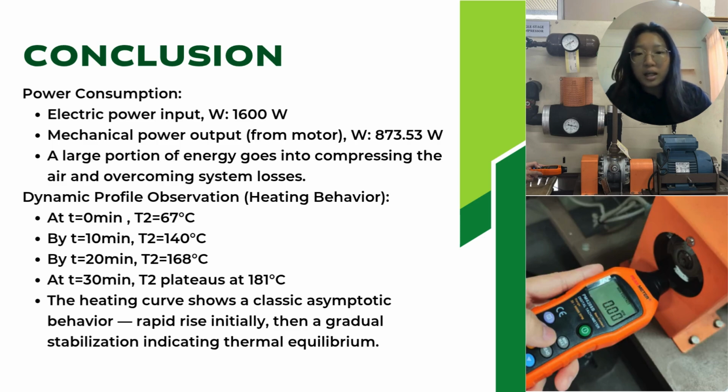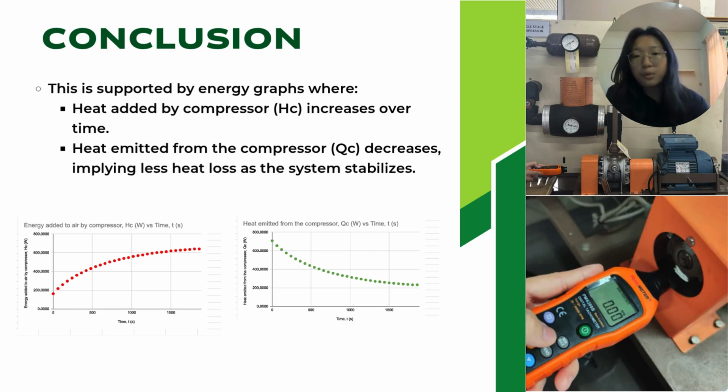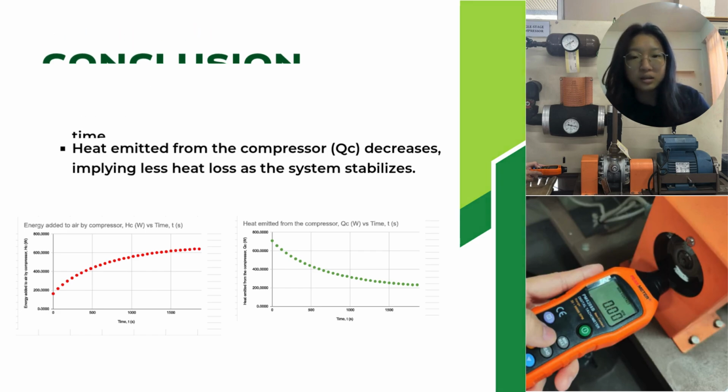So the heating curve shows a classic asymptotic behavior, which is a rapid rise initially, then a gradual stabilization indicating thermal equilibrium. All of the above explanation is supported by our energy graph, where the heat added by compression increases over time, and in the second graph, the heat emitted from the compressor decreases, implying less heat loss as the system stabilizes.